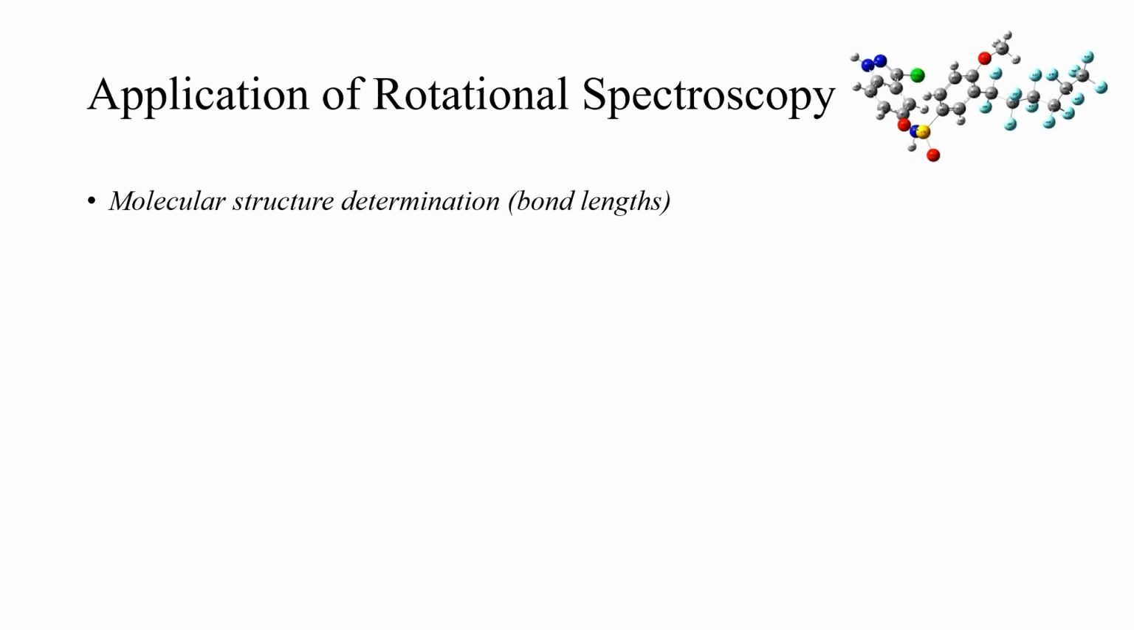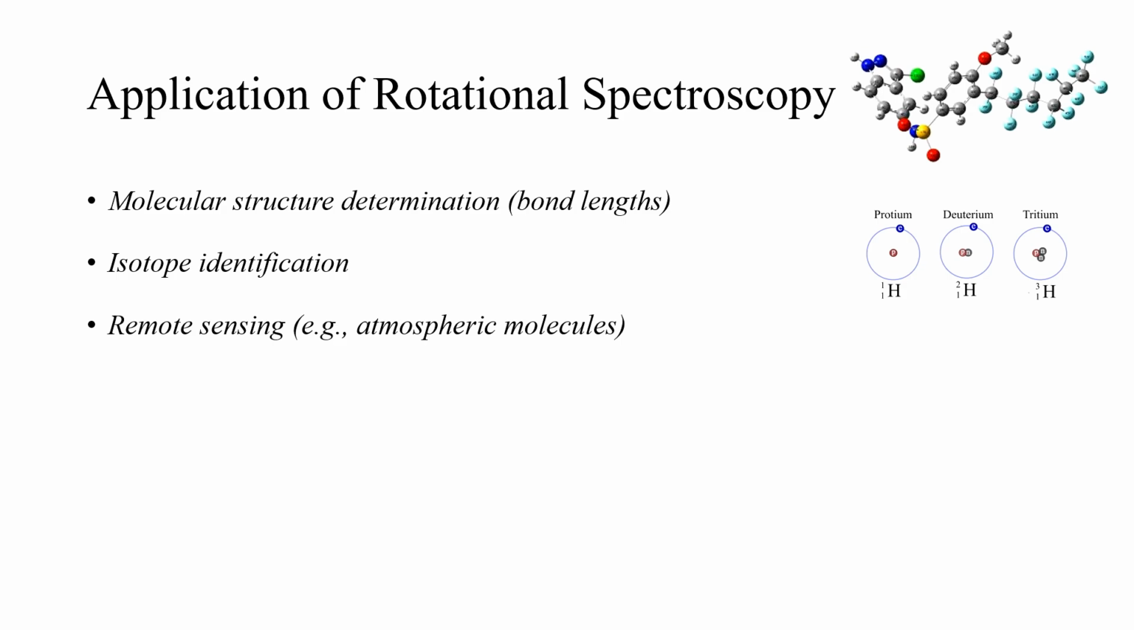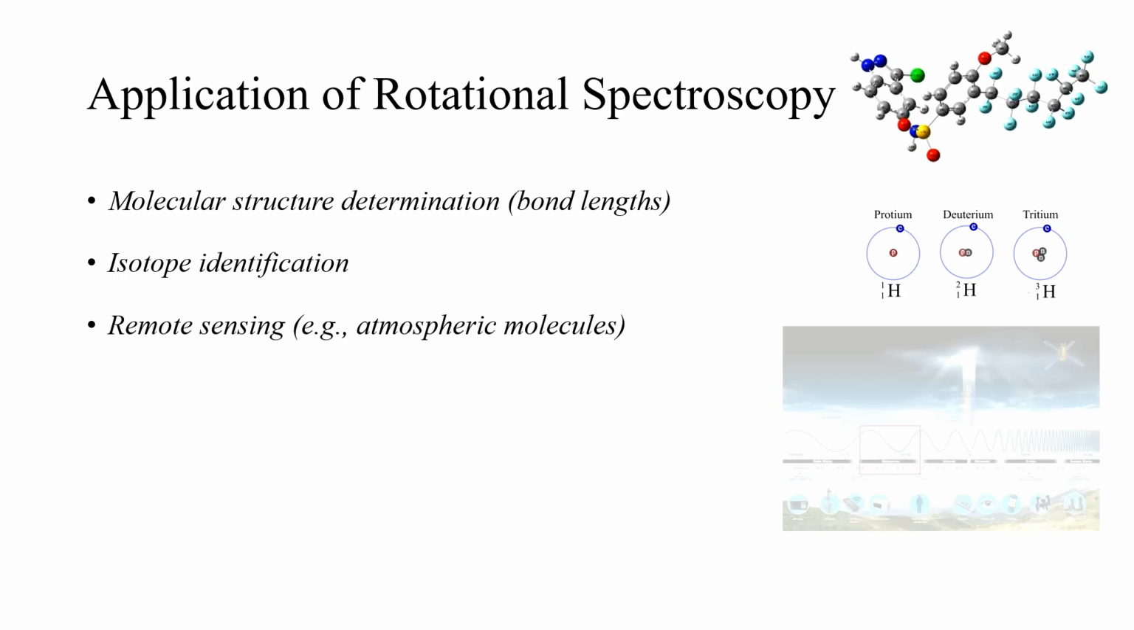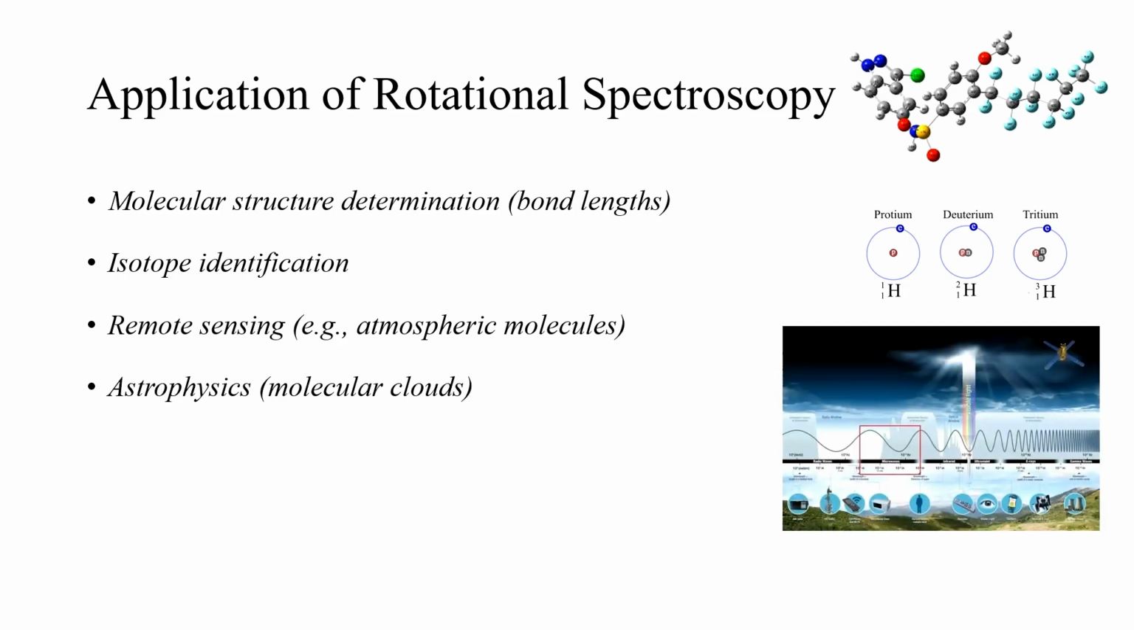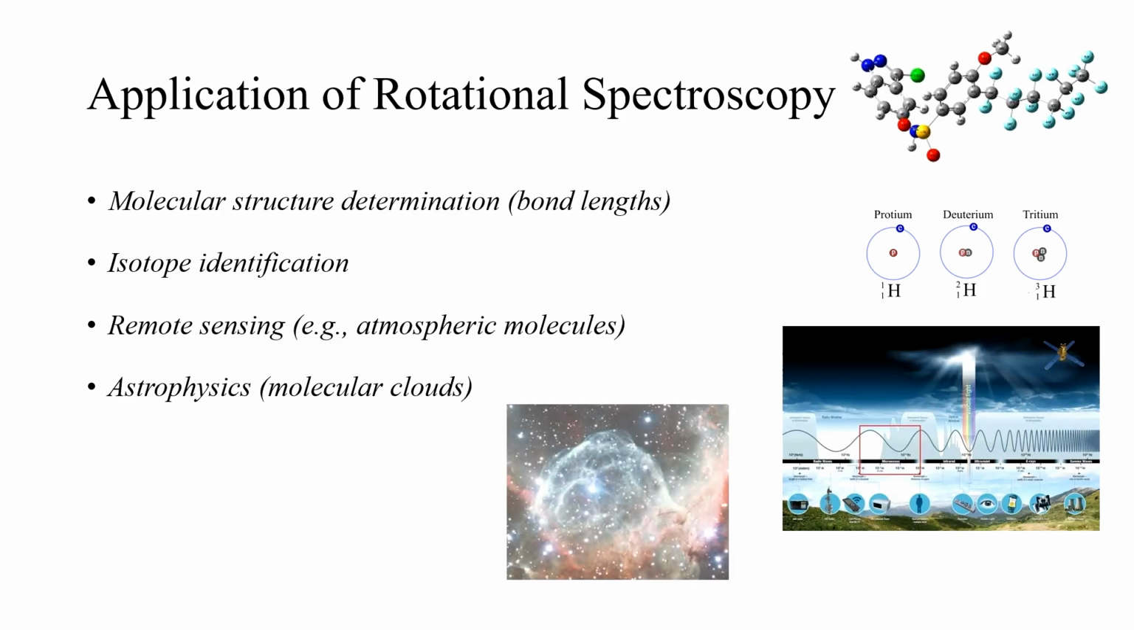The applications of rotational spectroscopy. Rotational spectroscopy is used to determine the molecular structure, especially the bond length between two atoms. The same rotational spectroscopy is used to identify the isotope type, and it is used in remote sensing. The technique is also used in astrophysics to study molecular clouds.